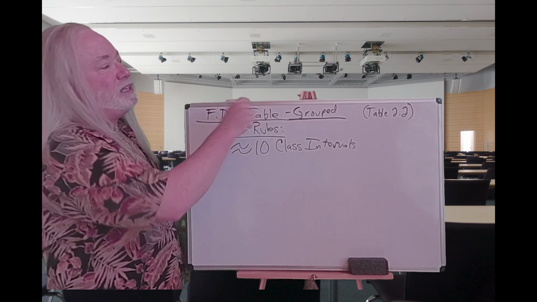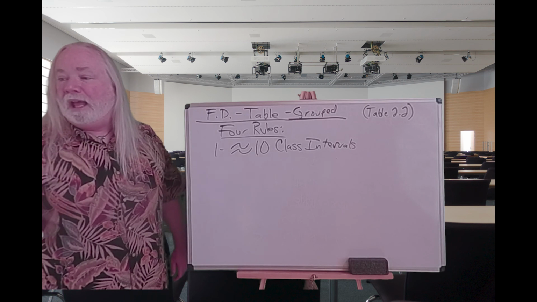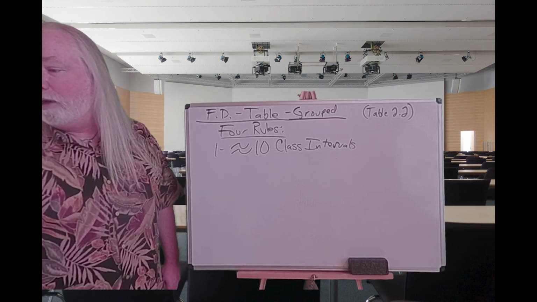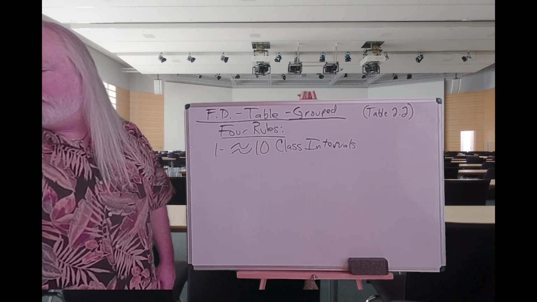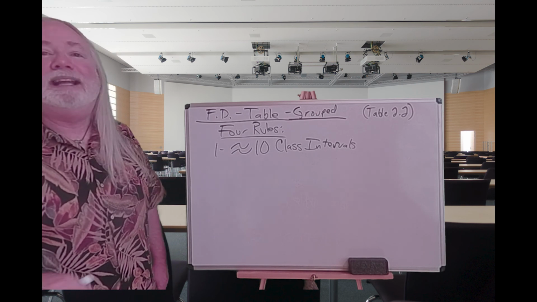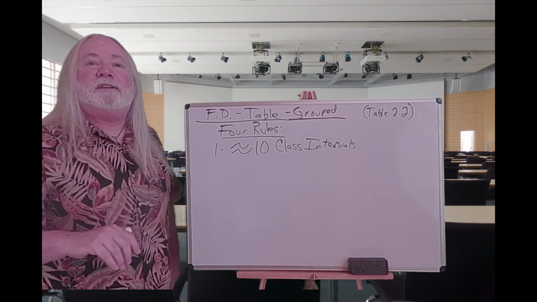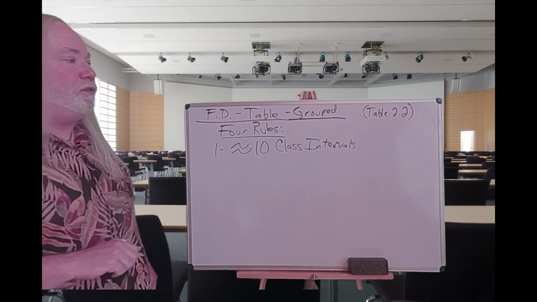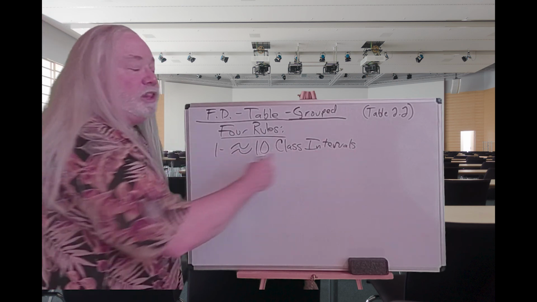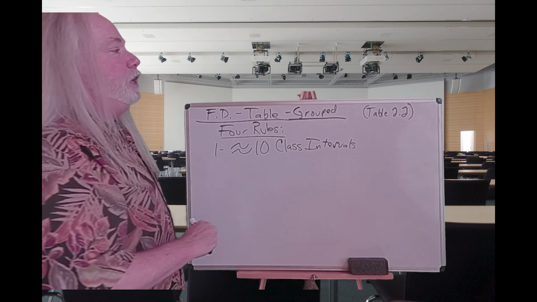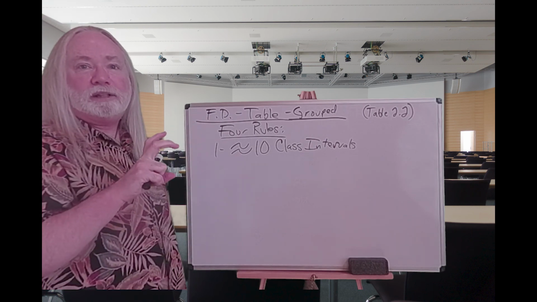So let's look at table 2.2, and go down: how many class intervals does it have? 1, 2, 3, 4, 5, 6, 7, 8, 9. It has 9 class intervals. The top one, 90 to 94. The bottom one, 50 to 54. So it meets that rule. It is in the correct zone. It's about 10, 8 to 12. So it's been condensed the correct amount.